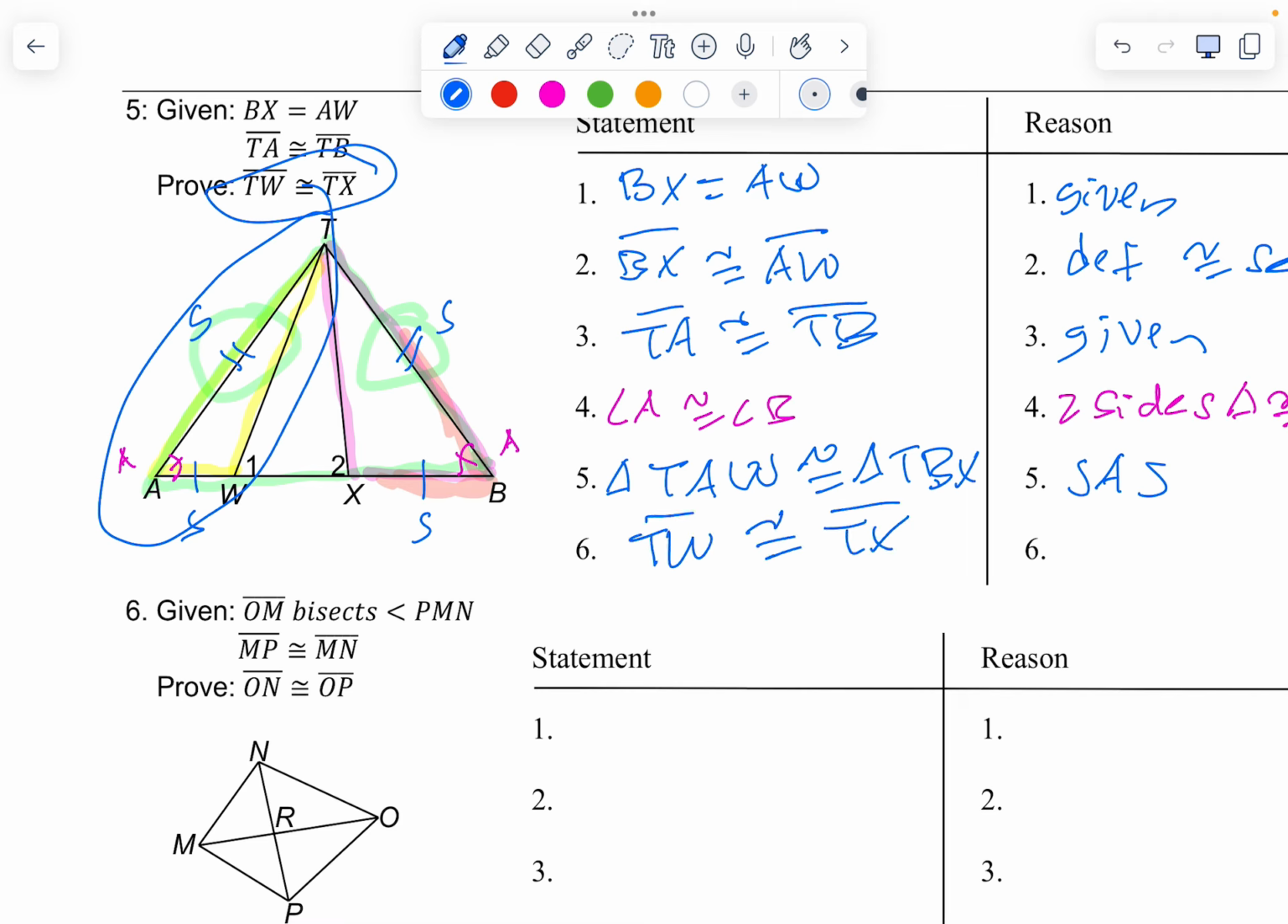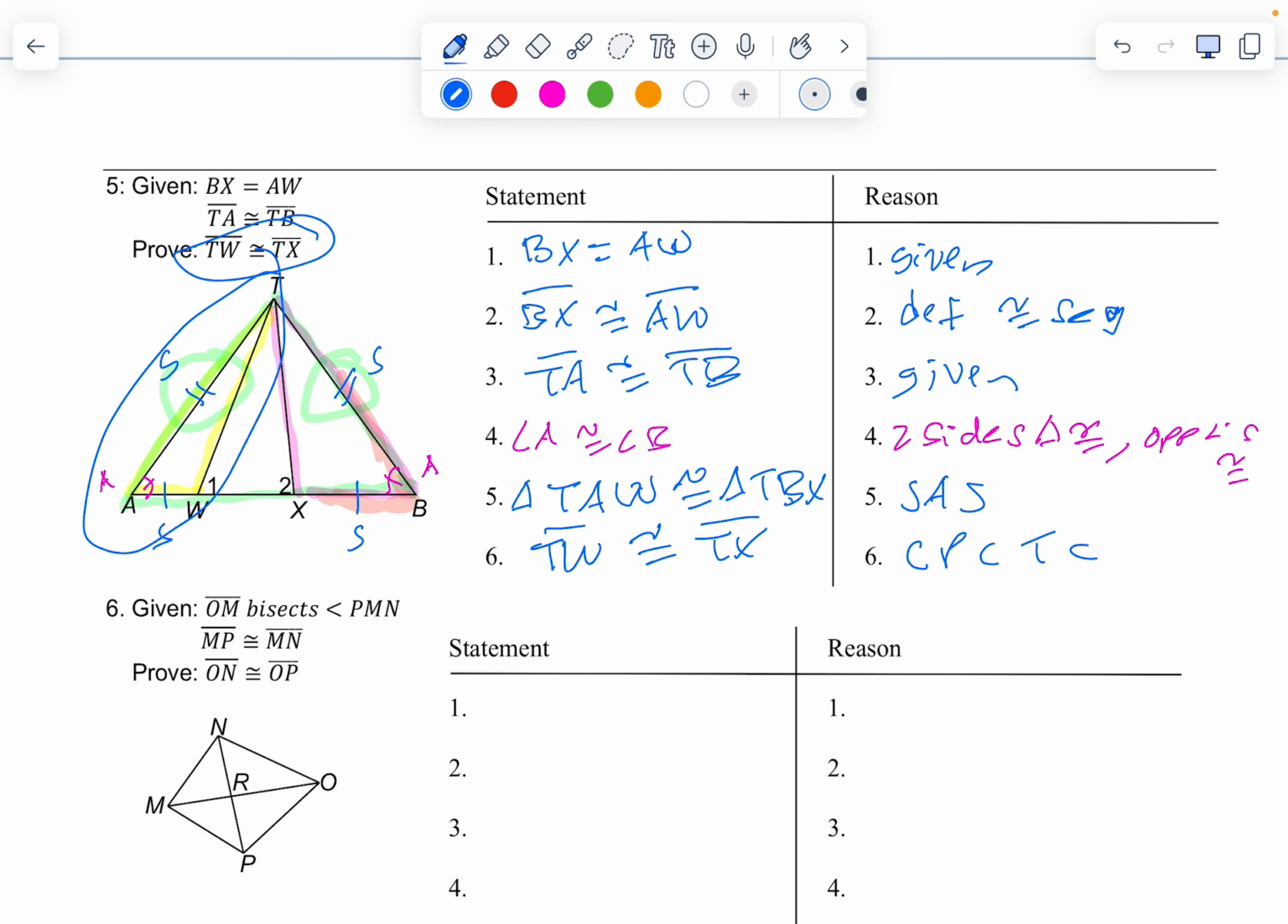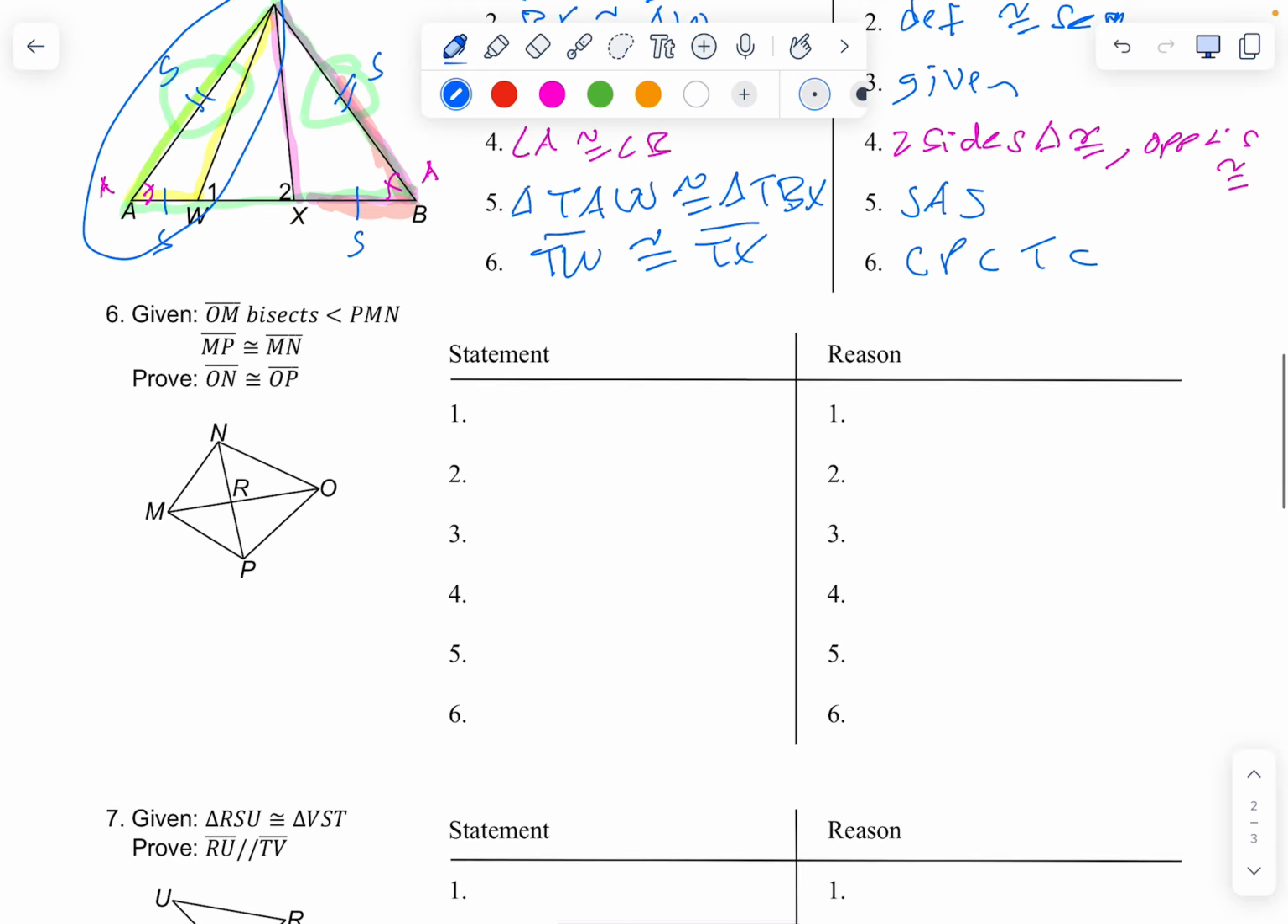And again, we use CPCTC after two triangles are congruent. Corresponding parts of congruent triangles are congruent. Okay, if you're good on that, give me a thumbs up. So this was a really good question. Let's go to number 6.